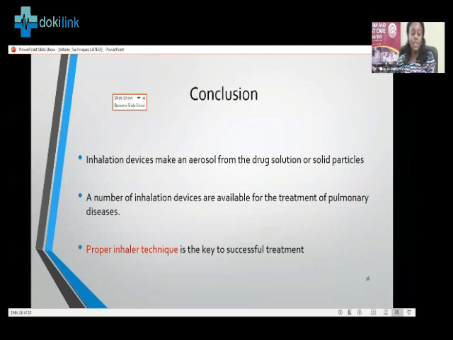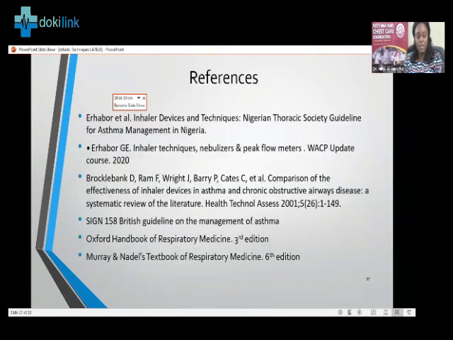In conclusion, inhalation devices are devices that make aerosols from the drug solution or solid particles. A number of inhalation devices are available for the treatment of pulmonary disease. Proper inhaler technique is the key to successful treatment.